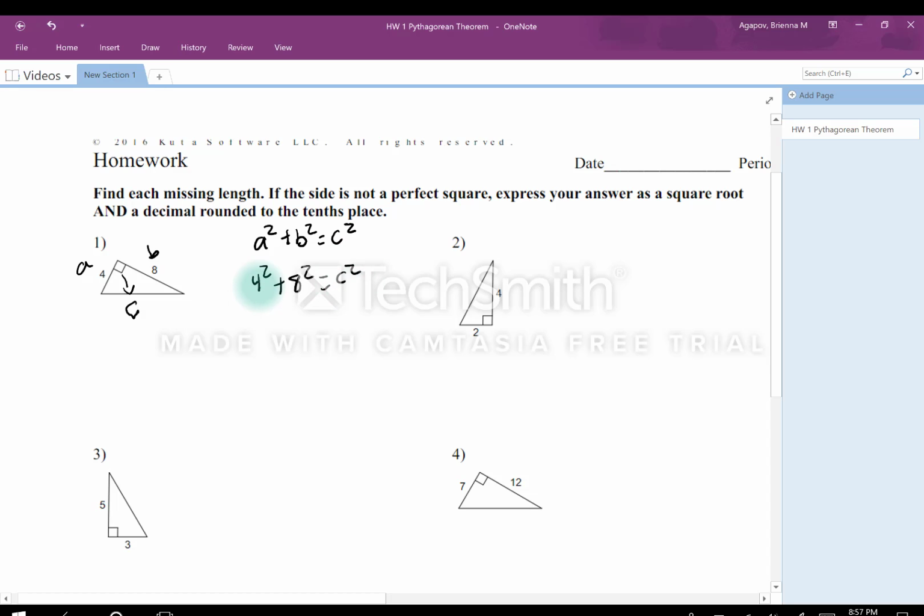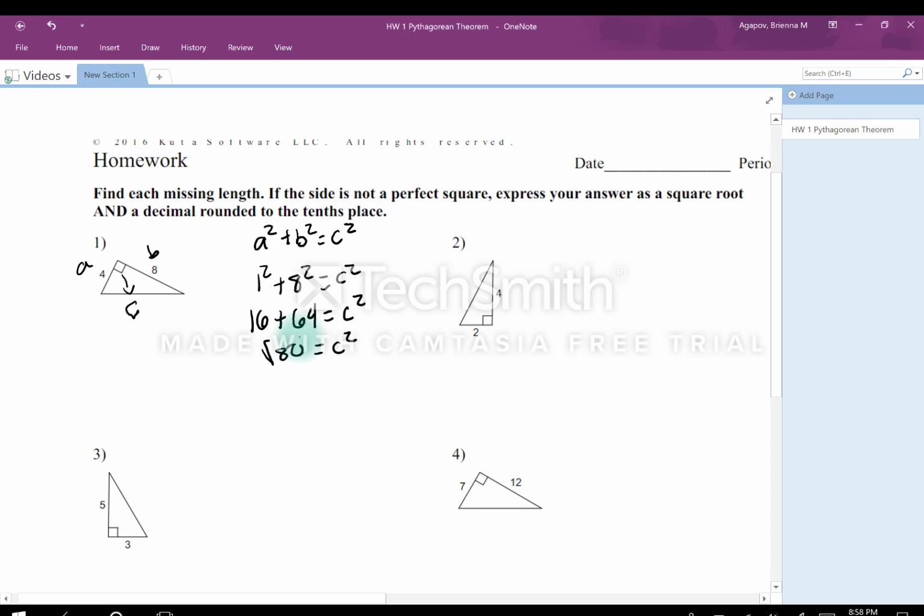Then you just square them. When something's raised to the second power, it's itself multiplied twice. So it's 4 times 4, which gives you 16, and 8 times 8, which gives you 64. And when you add those together, you get 80 equals C squared. Now, you don't want to know what C is multiplied by itself. You want the single number. You want to get back to what, like, 4 is.